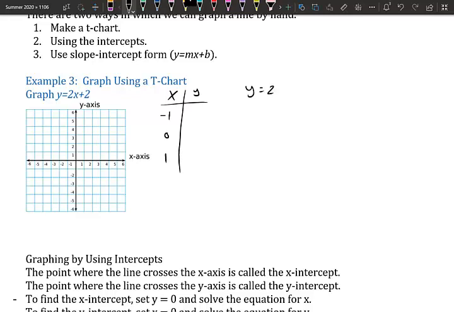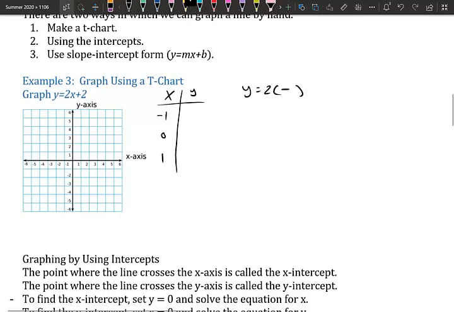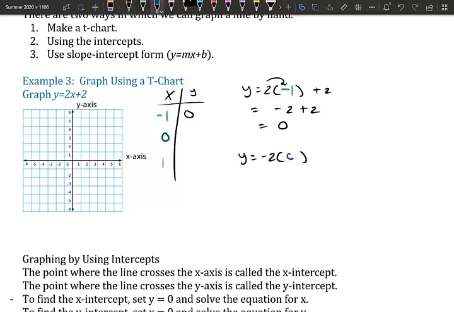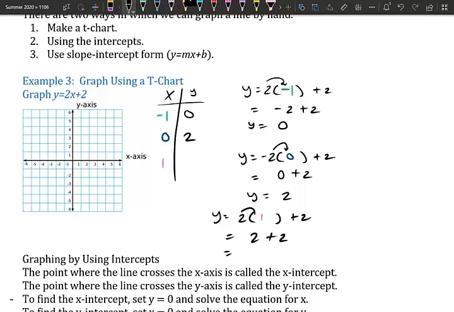So we have y equals 2 times x, which is -1, plus 2. So 2 times -1 is -2, plus 2, which is 0. Do it again. So we have y equals 2 times x, which is 0, plus 2. So 2 times 0 is 0, and 0 plus 2 is 2. Alright, now let's plug in 1. So we have y equals 2 times 1 plus 2. So 2 times 1 is 2, and 2 plus 2 is 4.